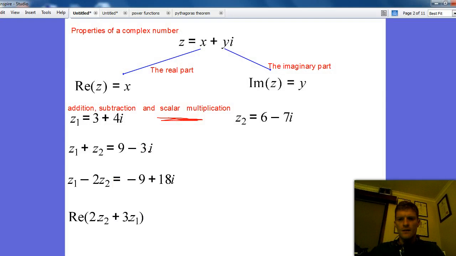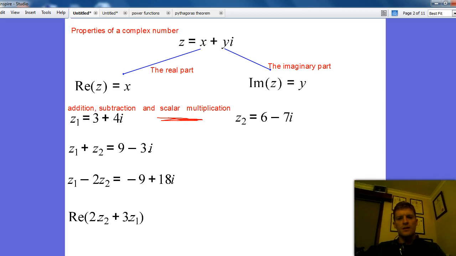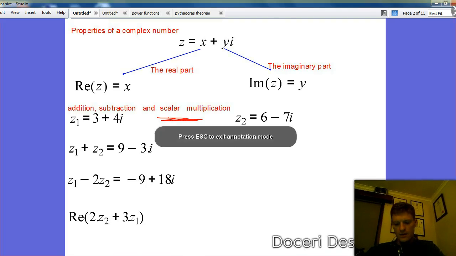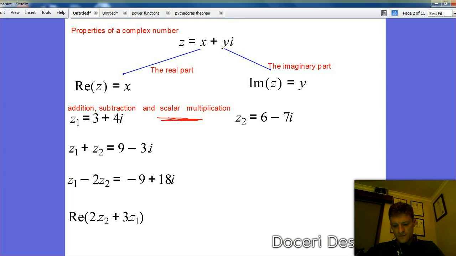Okay, now the last thing to consider is what happens if we have an expression 2z2 plus 3z1, but we're interested in the real part of it. This is what the real function of that complex number operations is after, just the real part once we've simplified it. So let's carry out a calculation first.